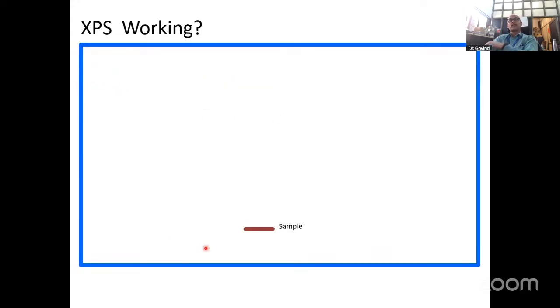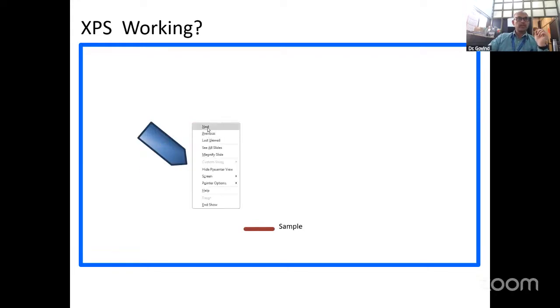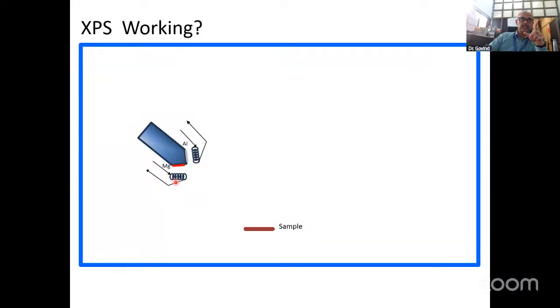Coming to the next, now how it works. That's a crucial part. Now look here, there is a sample, which I already showed as a brown line. And here, first of all, comes your X-ray source. This is again a tube, an X-ray tube, where there are two sources. Similarly, they are connected with each other. That is the magnesium source and the aluminum source.